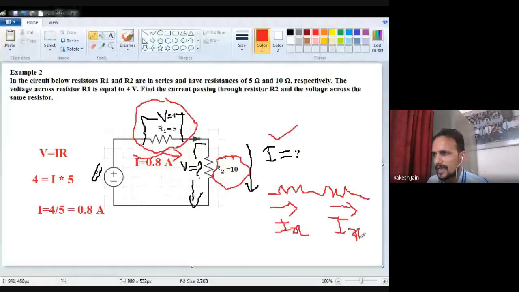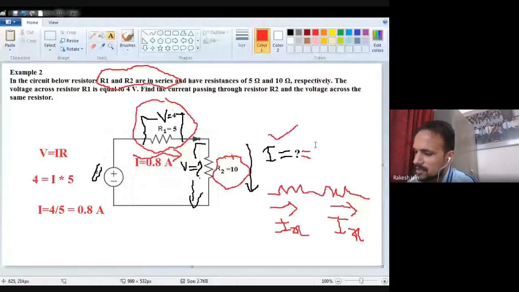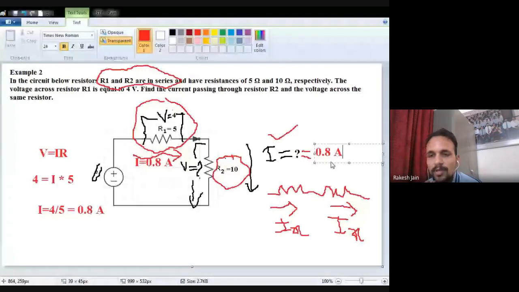Similarly, here R1 and R2 are in series, and it is also mentioned in the question that the R1 and R2 resistors are in series. Because they are in series, the second current is also 0.8 ampere. No need to worry about that. We directly find that the value of this current is also 0.8 ampere because both are in series.